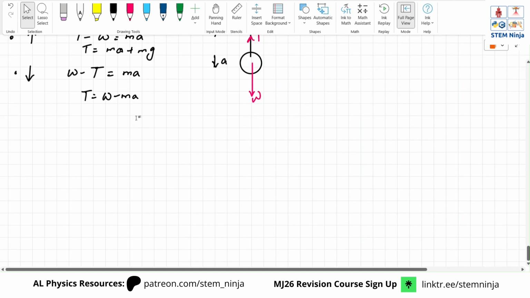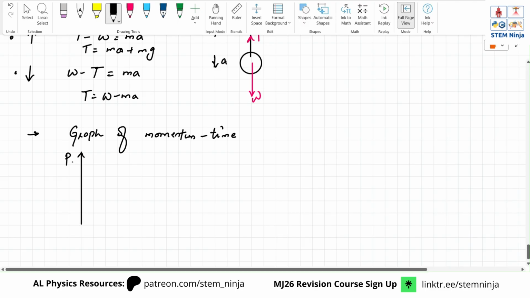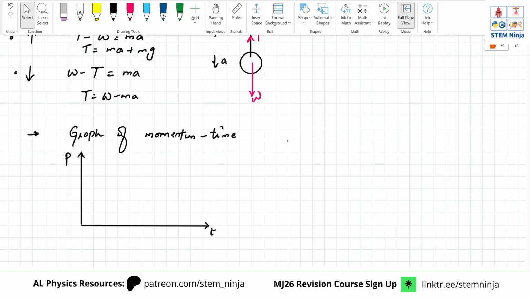Certain examples where we also have to deal with a graph of momentum, time, what that gives us. If this is momentum and this is time. So can you tell me? So we know momentum is mv basically. So if you have a graph like this, what will it give us?